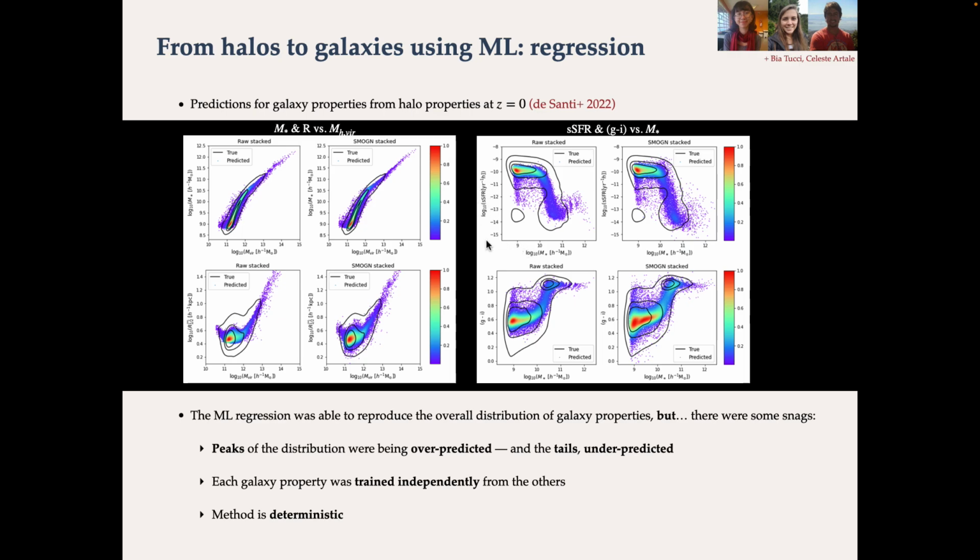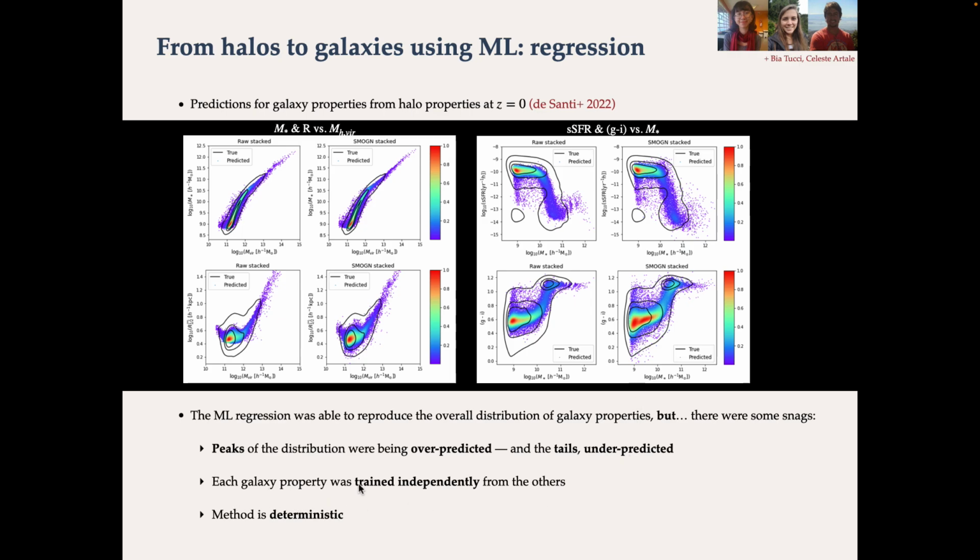And that's even more true when you go to more complicated galaxy properties, like the star formation rate or the color. So the data augmentation plays a really big role there. However, there are some problems that we pointed out in that paper that we need to solve. First, even with data augmentation, the mode of the distributions is still overrepresented. So the tails are underpredicted, the mode is overpredicted.